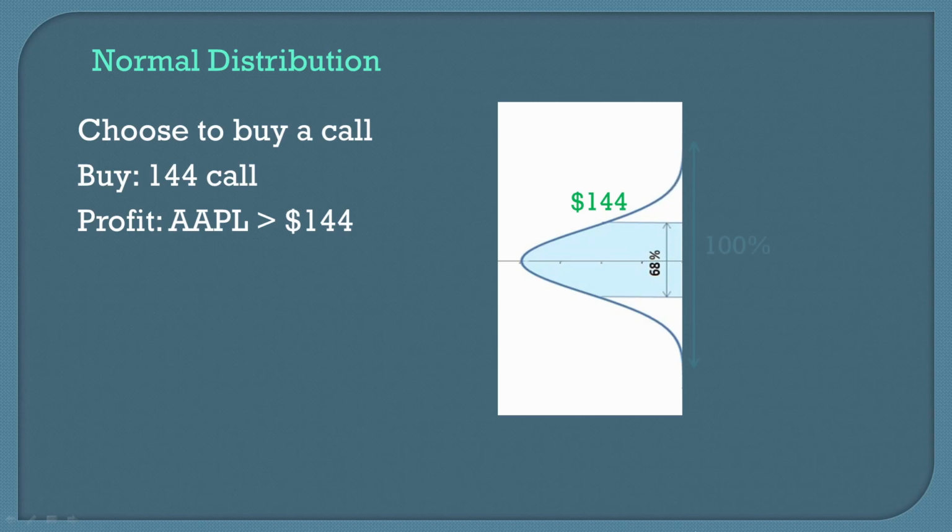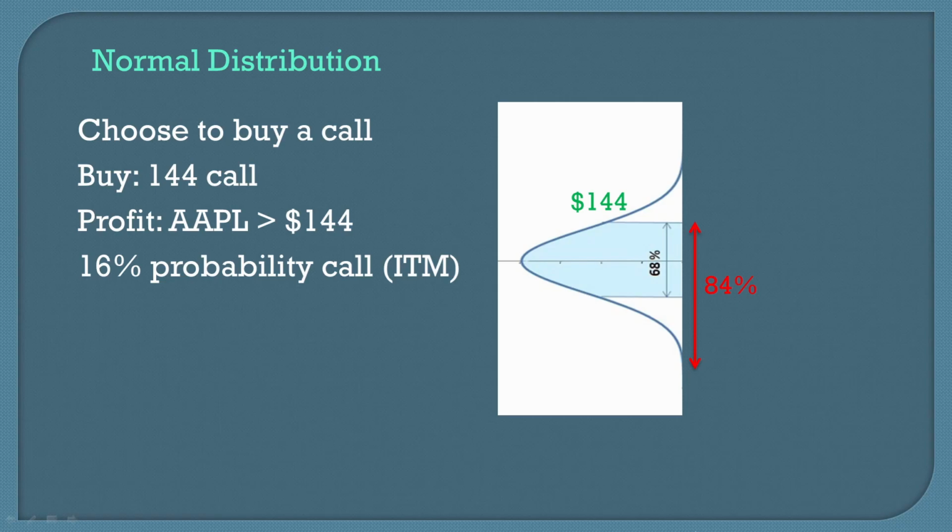The entire area under the normal distribution represents 100%, all possible outcomes for Apple. As the normal distribution is symmetric, the area is the same on both sides. Half of this is 50%. Plus minus one standard deviation is 68%, so half of it is 34%. This means for your 144 call, based on the current IV, there is an 84% probability that Apple will be below $144, and only a 16% probability that your 144 call will be in the money.